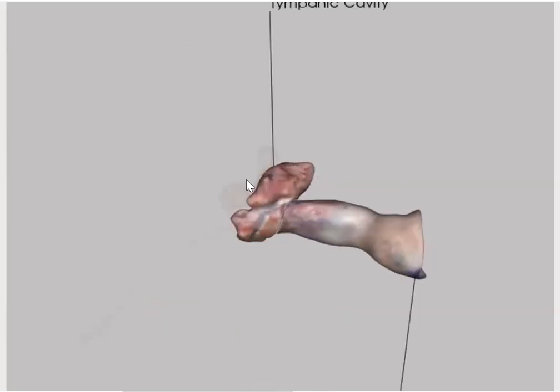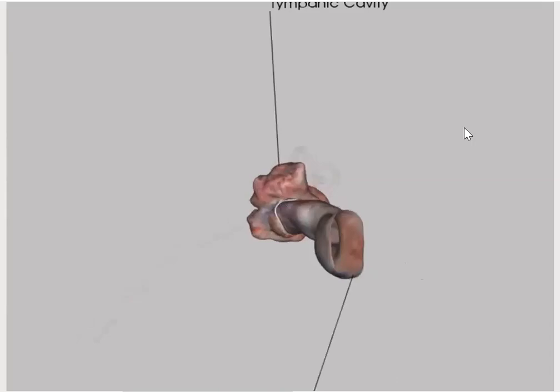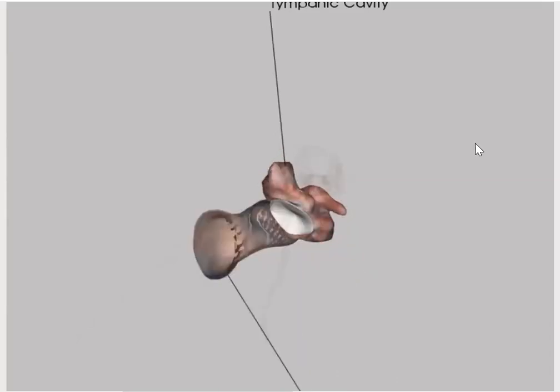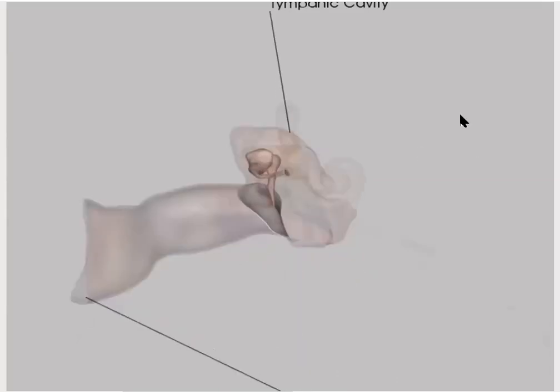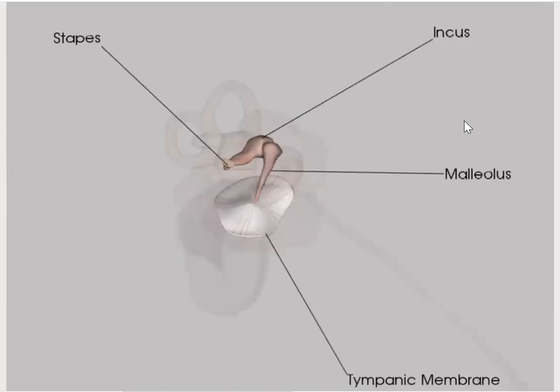Here we get a little bit closer into the middle ear. So the tympanic cavity, also called the middle ear, really only has 2 important structures. It has the ossicles, which are the tiny bones that I mentioned. Here they go, so you can see them a little bit clearer as we strip away other structures.